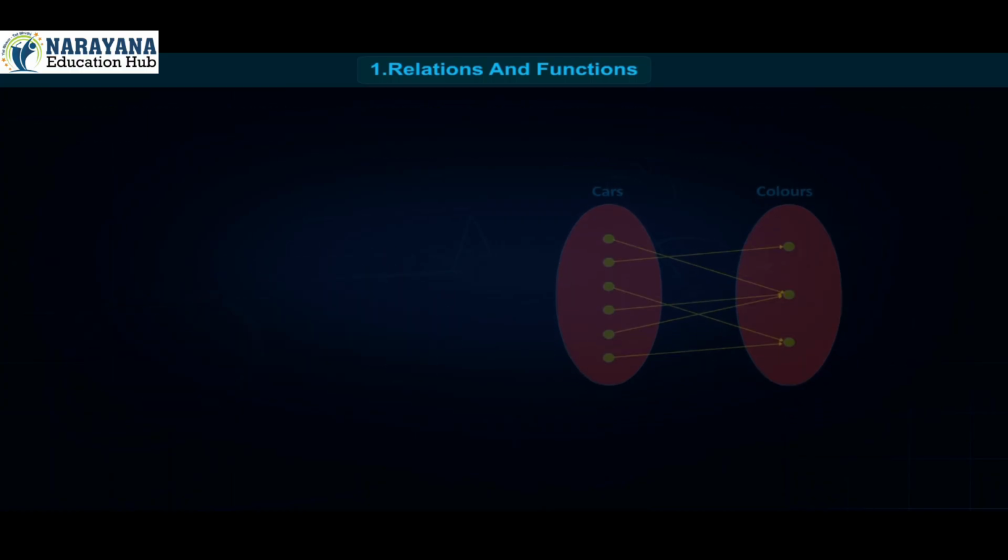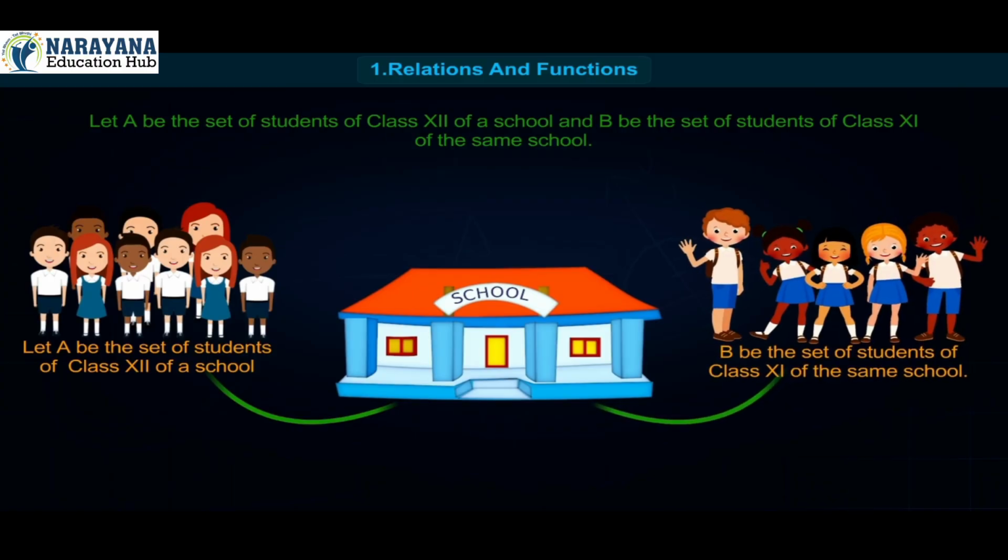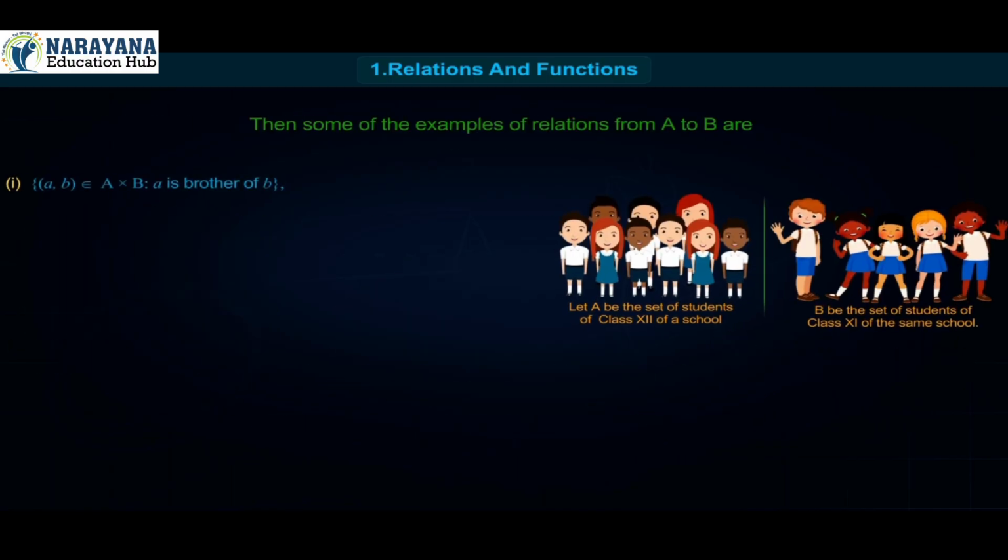Let A be the set of students of class 12 of a school and B be the set of students of class 11 of the same school. Then some examples of relations from A to B are: Number 1, the set of ordered pairs (a, b) belonging to A × B such that a is brother of b. Number 2, the set of ordered pairs (a, b) belonging to A × B such that a is sister of b.